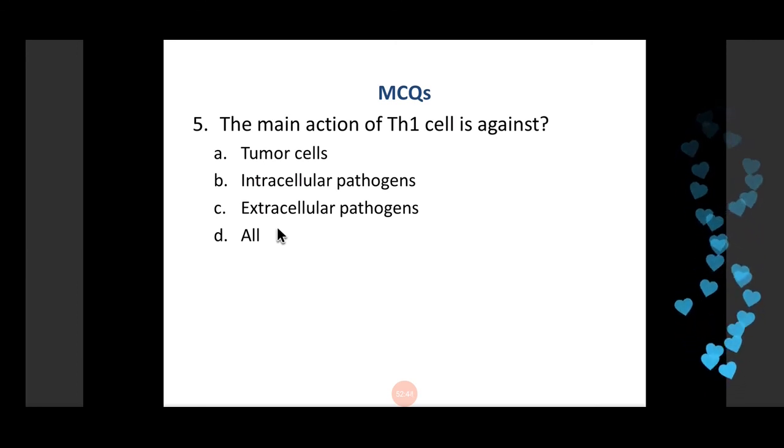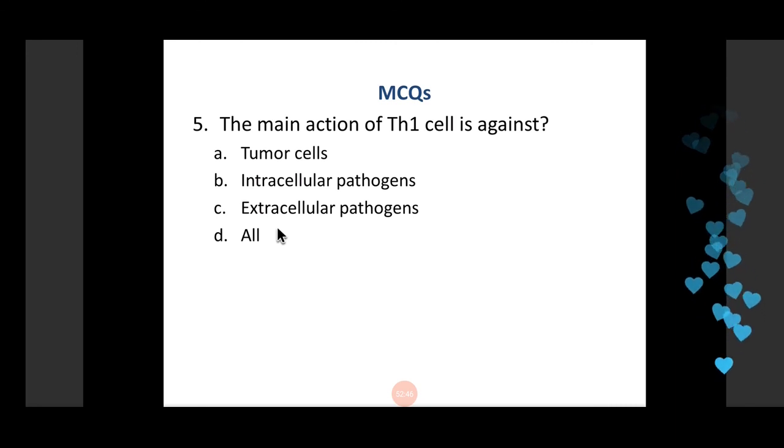Th1 cell in turn activates the macrophages. These macrophages, once they get activated, get extra power of killing. They surround the infected cells, that is cells infected with Mycobacterium tuberculosis or Mycobacterium leprae, just to take an example, and kill them. So the main action of Th1 cells is against intracellular pathogens. Whereas what is the main action of Th2 cell?